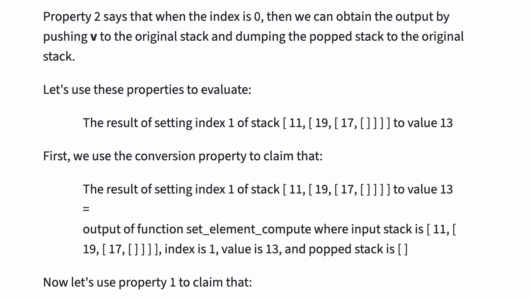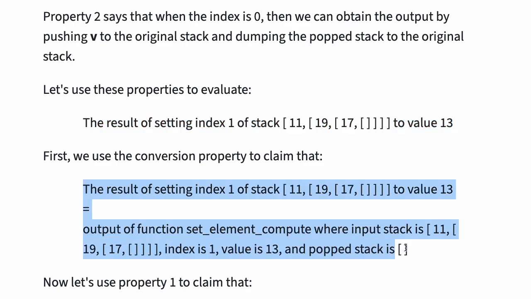Property 2 says that when the index is 0, we can obtain the output by pushing V to the original stack and dumping the pop stack to the original stack. Let's use these properties to evaluate the result of setting index 1 of stack 11, 19, 17 to value 13. First, we use the conversion property to claim that the result of setting index 1 of stack 11, 19, 17 to value 13 is equal to the output of function setElementCompute, where input stack is 11, 19, 17, index is 1, value is 13, and pop stack is empty.